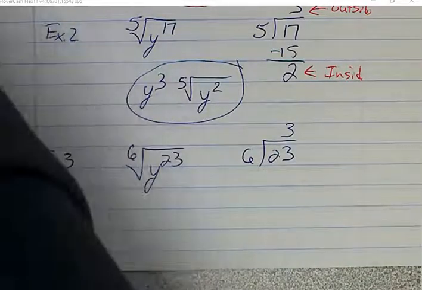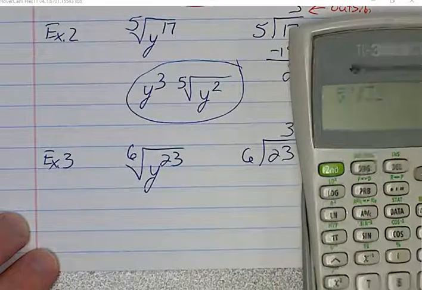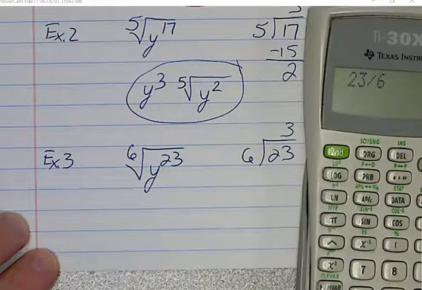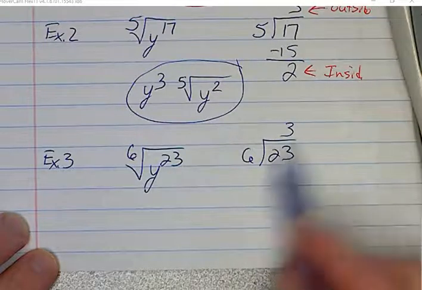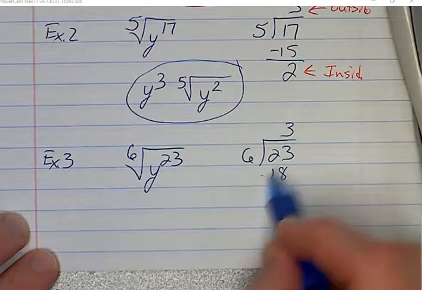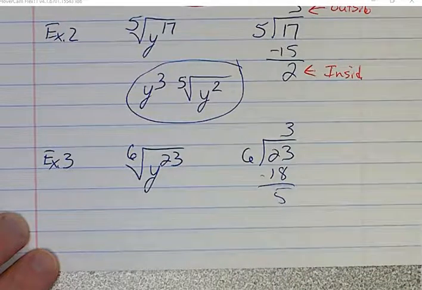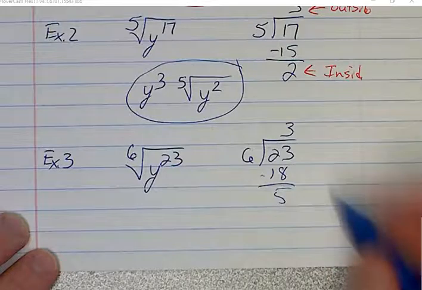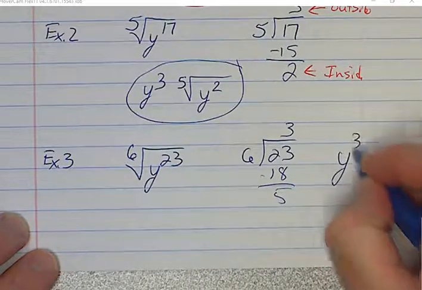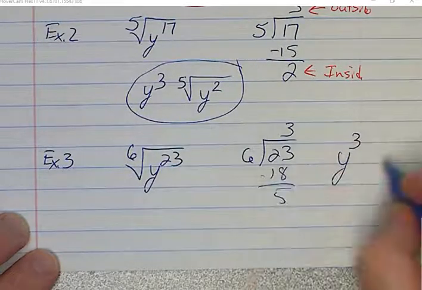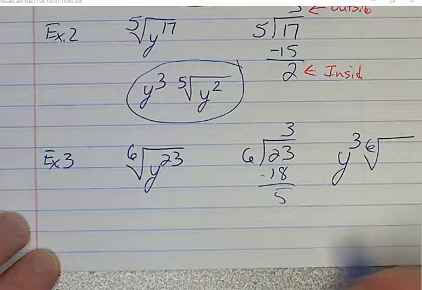And again, if you're not sure, sometimes you get through your multiples and you're not real sure, just take 23 and divide it by 6. All you need is the whole number of 3, and then you can do 3 times 6 to get 18. Then you can subtract those two and figure out what you've got left over. So we need 3 on the outside, 5 on the inside, so we're going to have y to the third times the 6th root of y to the fifth.